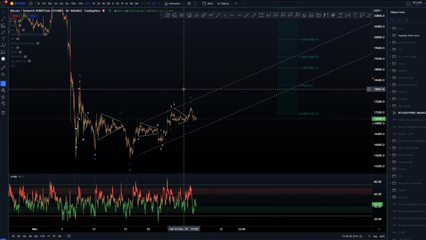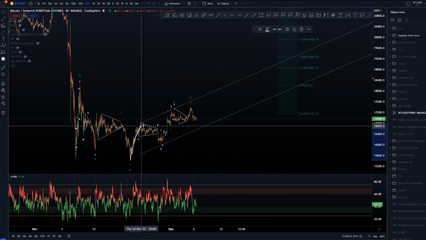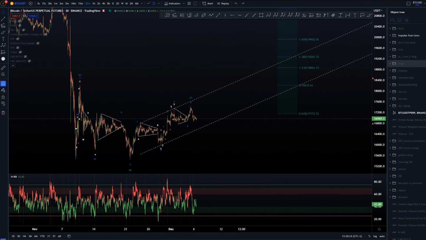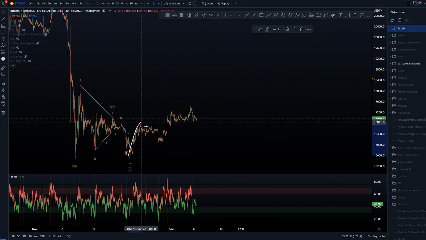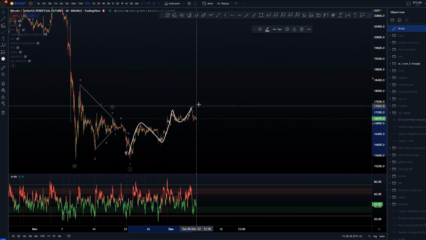So that's that. This 5-wave structure fits also into the diagonal count, or not the diagonal, well, a diagonal on a higher time frame, but a triangle here. Let me rename this triangle. There we go. Where we would have this as a 1, 2, 3, 4, 5.